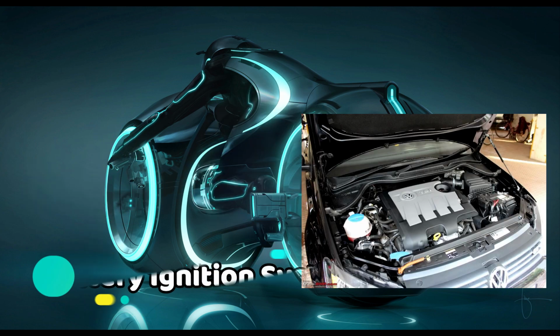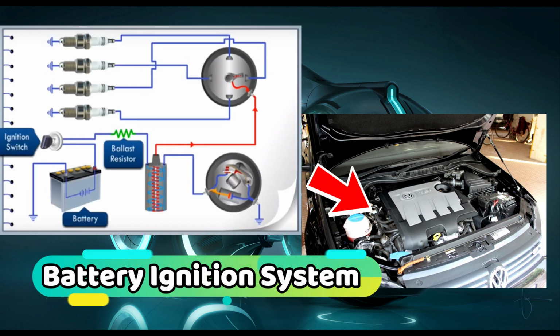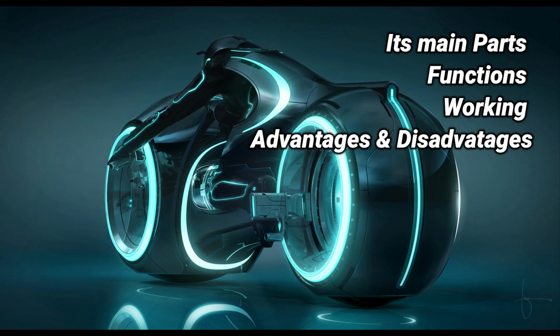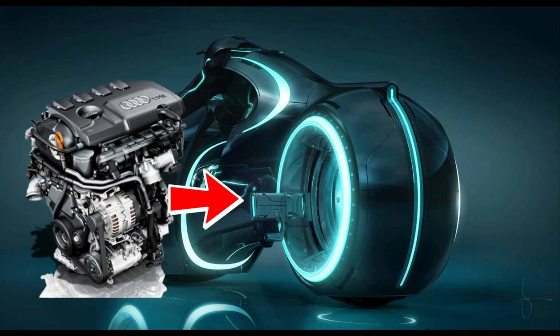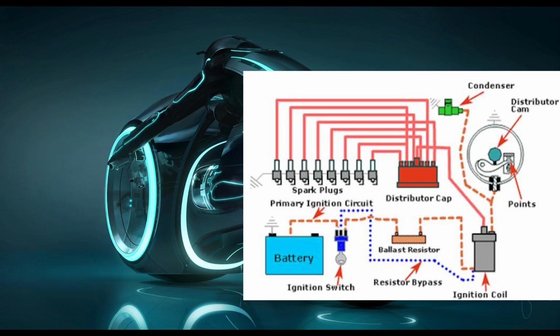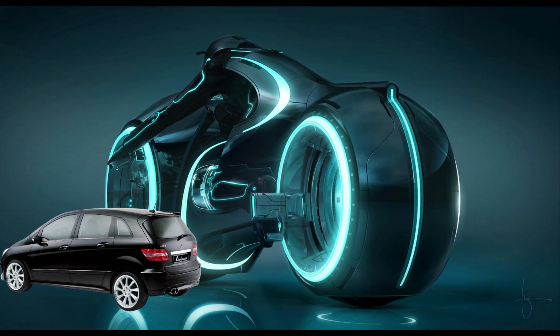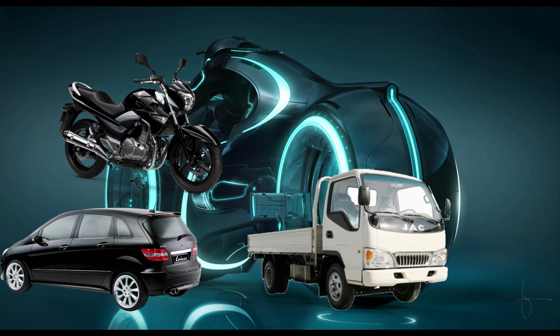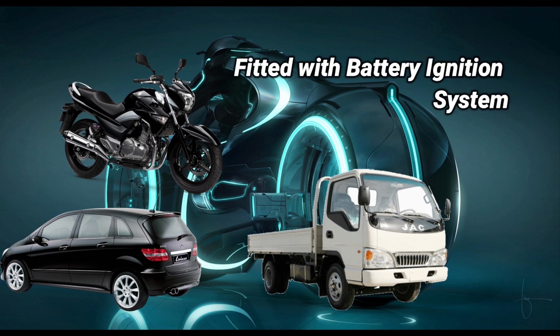Today we will discuss the battery ignition system, its main parts, function, working, advantages and disadvantages. Most SI engines use the battery ignition system. In this system, a 6-volt or 12-volt battery is used to produce the spark. Passenger cars, light trucks, motorcycles and large stationary engines are fitted with this system.